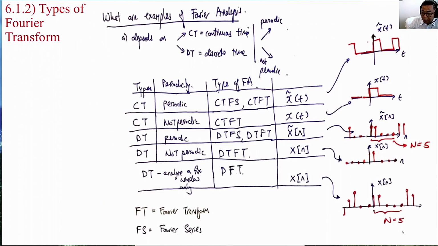This is 6.1.2. Let's overview the different types of Fourier transform. In the previous part 1 of this lecture series, we dealt with continuous time signals, and continuous time signals have continuous time Fourier series and Fourier transform. Continuous time Fourier series can deal with periodic signals. When you want to deal with non-periodic signals, we have to use continuous time Fourier transform. Actually, continuous time Fourier transform can also deal with periodic signals.